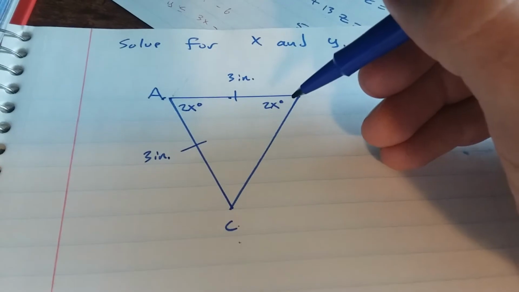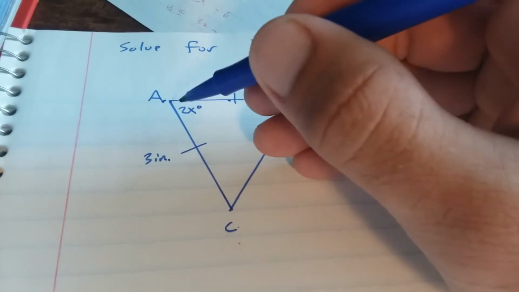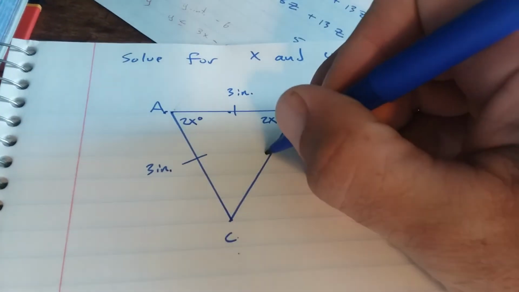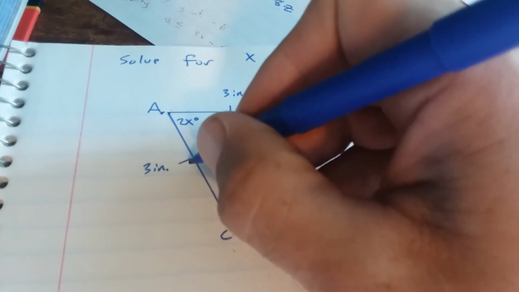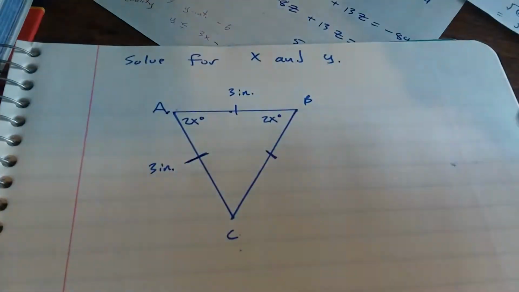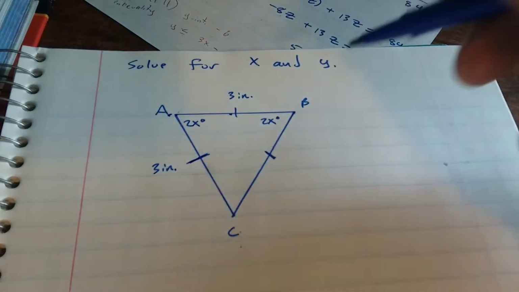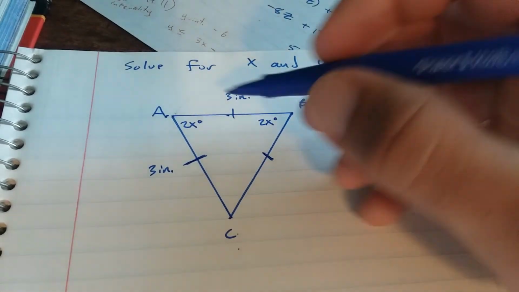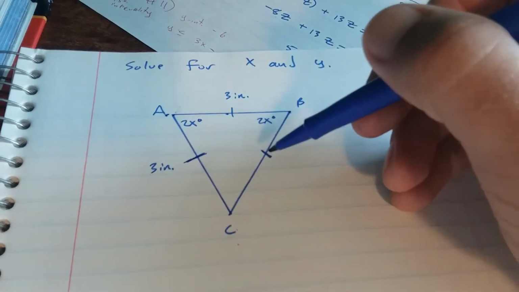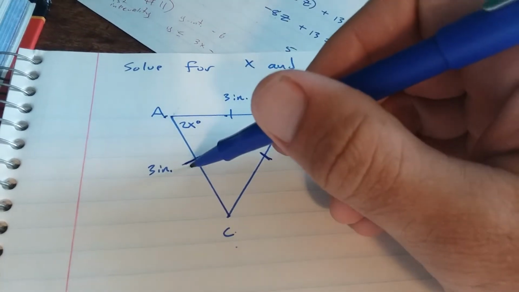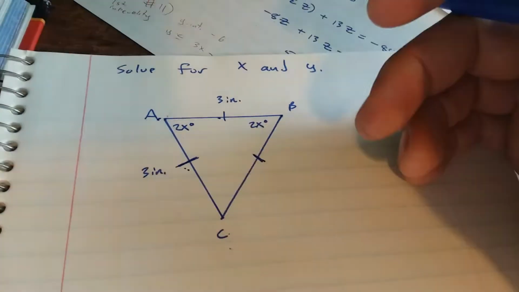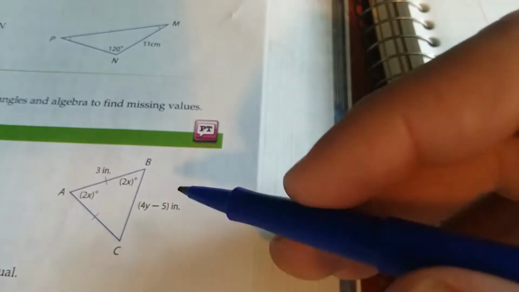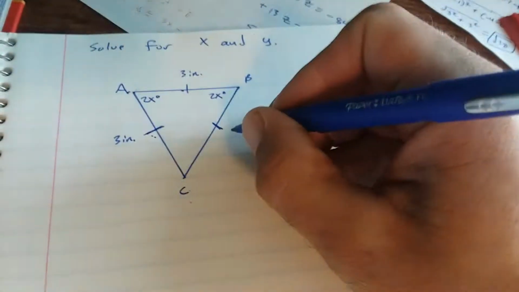So that means the opposite sides are congruent. Opposite of angle A is right here. Opposite of angle B is right here. And that's why we know we have an equilateral triangle, because if BC is congruent to AC and AC is congruent to AB, we have three congruent sides. Now, also given to us is that side BC is 4y minus 5.